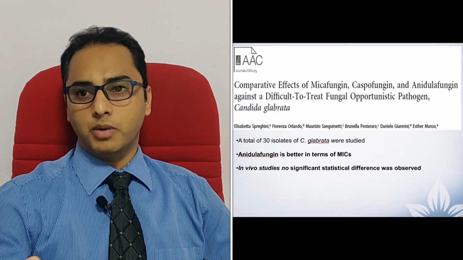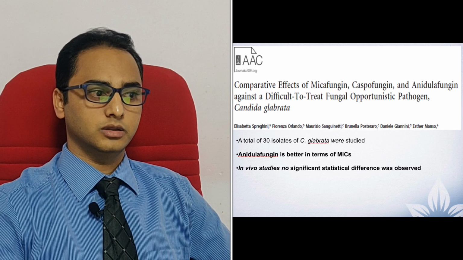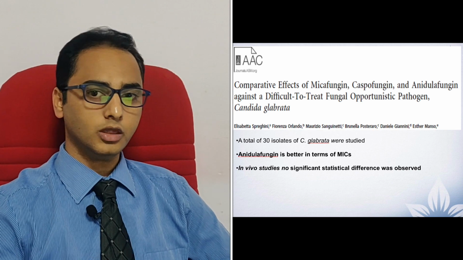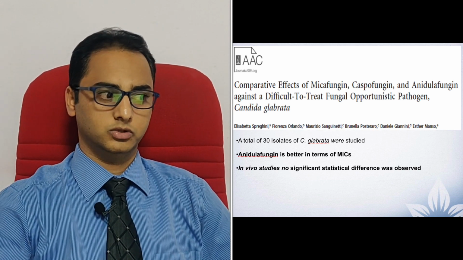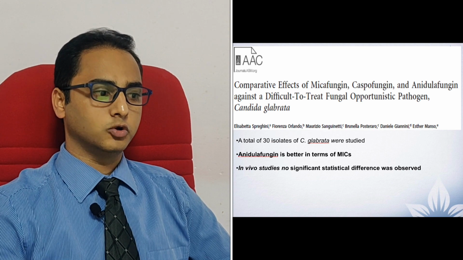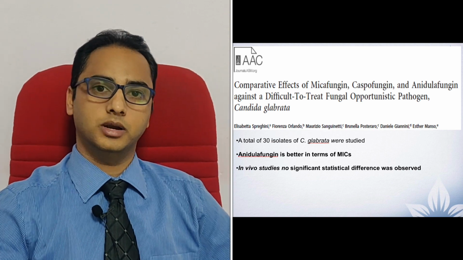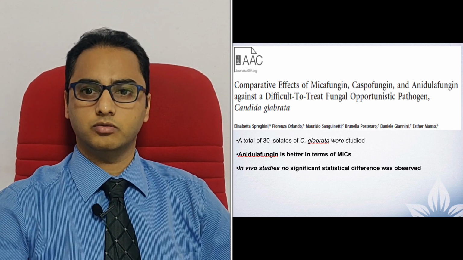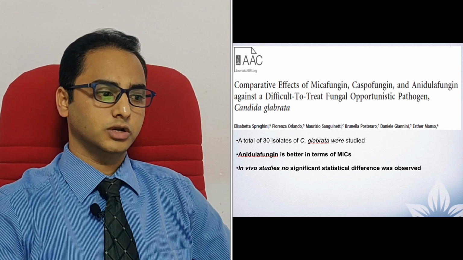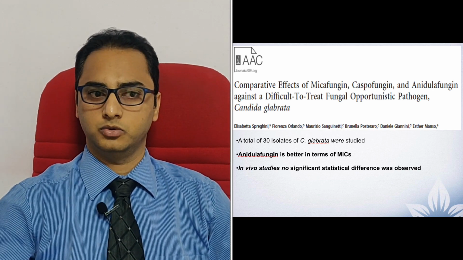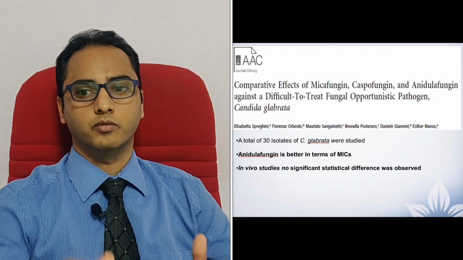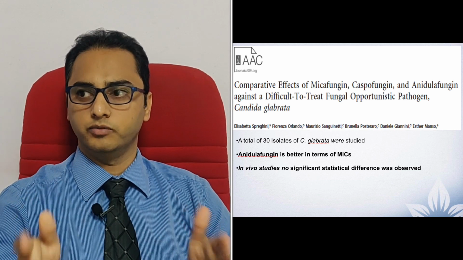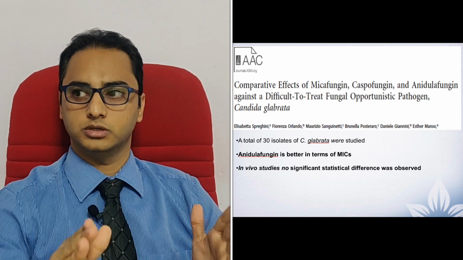So again, among the echinocandins, which one to choose? There is a comparative study, micafungin versus caspofungin versus anidulafungin, to treat the fungal opportunistic pathogen Candida glabrata. Nearly 30 patients with Candida glabrata were included. Anidulafungin showed a bit better results in terms of MIC requirement and therapy. In vivo studies, no significant statistical difference was observed. So it is in vitro data which suggests that within the echinocandins, anidulafungin is a bit better, but in vivo, at the bedside, there is not much difference.